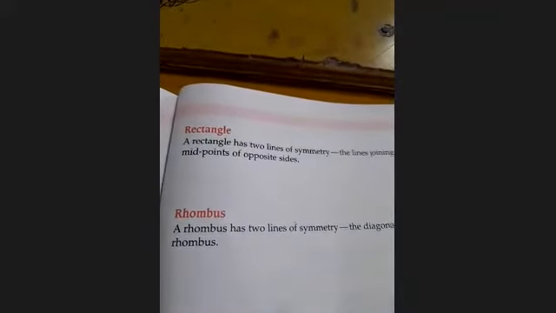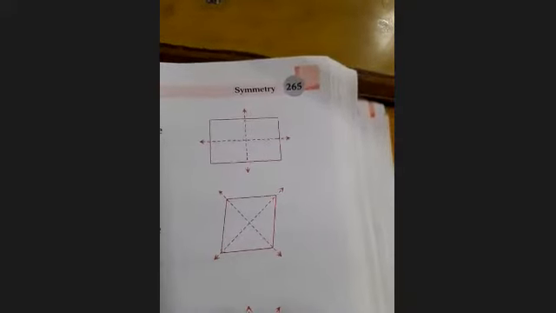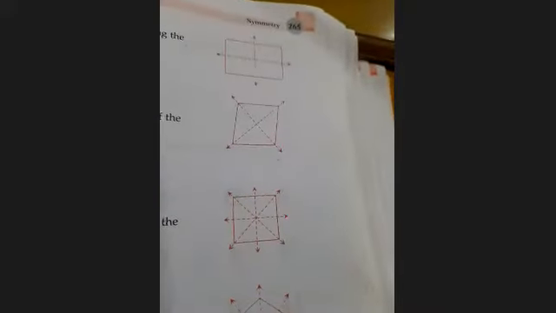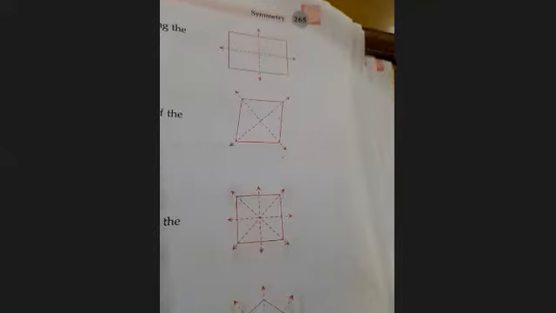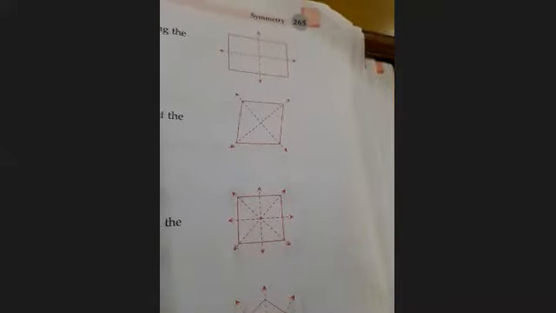Next is a rhombus. A rhombus has two lines of symmetry. You can see the lines of symmetry of a rhombus. These dotted lines show the lines of symmetry of a rhombus. After folding this figure, you can find these lines of symmetry. Next is a square. Yes, a square. A square has four lines of symmetry.